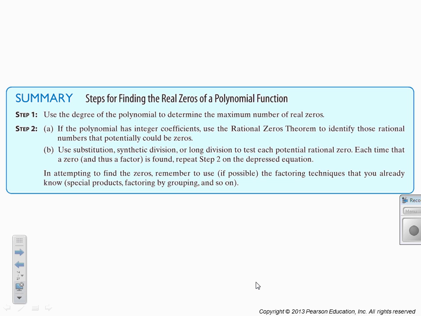So use the degree to determine the maximum number of zeros. Use the rational zeros theorem to give you your possible zeros. Once you find your potential zeros, use substitution, synthetic division or long division to test each one. Each time a zero is found, repeat step 2 so you can get it down to a factored polynomial.